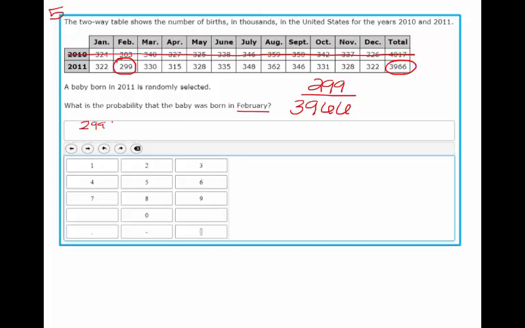So for this one, you could have 299 over 3,966, or you could have put it as a decimal. If you did though, you would have had to include several decimal places in order to get credit. That's one reason why I would recommend just putting in those fractions. But any number between those two is what it says that it would have accepted for last year.